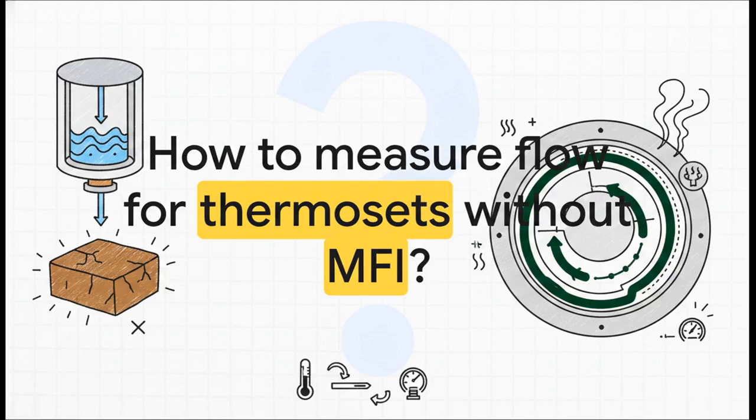Hit the nail on the head. Thermosets cure and harden permanently under heat. You absolutely cannot use an extrusion plastometer for them. For thermosetting molding compounds, we have to measure how they behave under heat and pressure while they're in the process of curing. And that is exactly what the spiral flow test does.